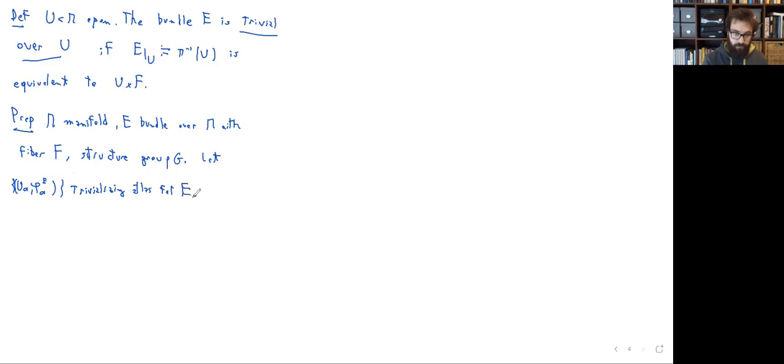So maybe here I stop for a second and give a warning. We call this a trivializing atlas, but this is not an atlas in the sense of manifold. This is not an atlas for M, this is not an atlas for E. It's a trivializing atlas for the bundle. So this phi alpha E goes from pi inverse of U alpha to U alpha times F. So we have this trivializing atlas for E, and we also give it transition functions g alpha beta.